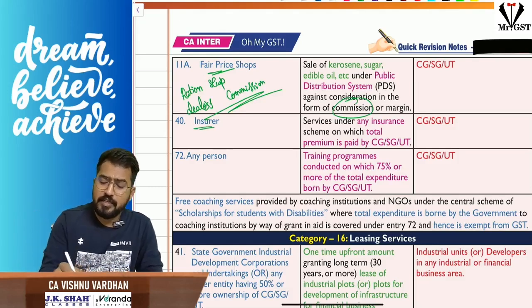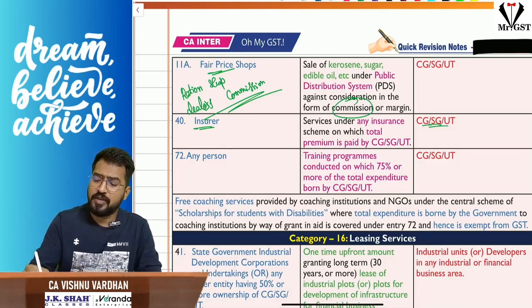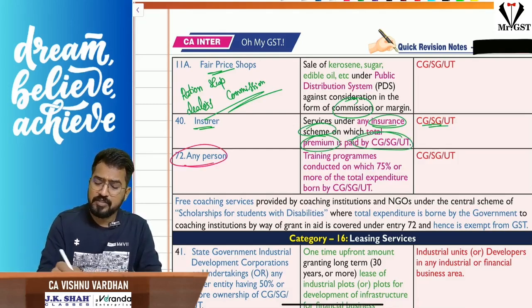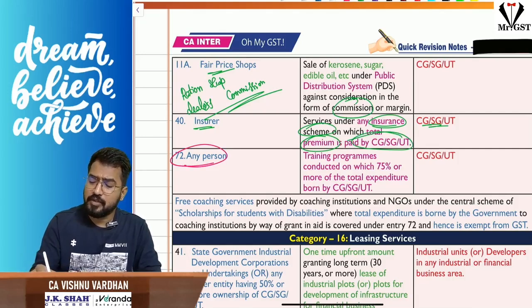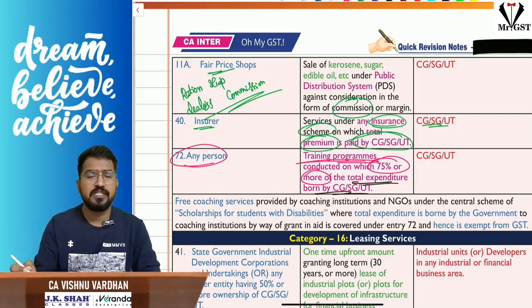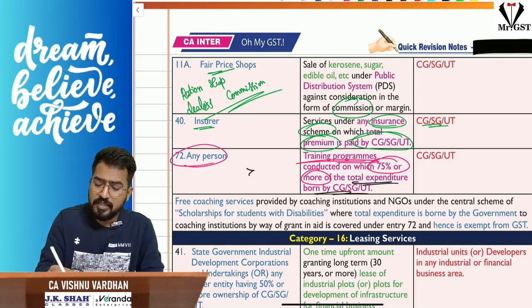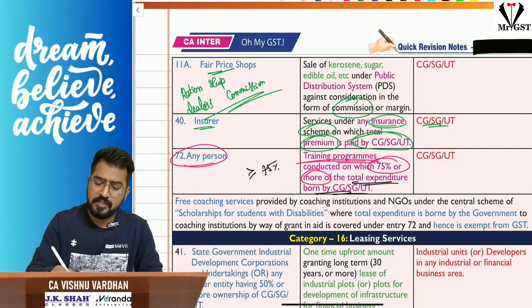And next, any insurance company providing services to government where the entire insurance premium is paid by the government, that is exempt under GST. And any training programs conducted by any person where the total training program cost, up to 75% or more, is borne by whom? 75% or more is borne by central government or state government, then also it is exempt under GST. That means total expenditure greater than or equal to 75% is exempt.